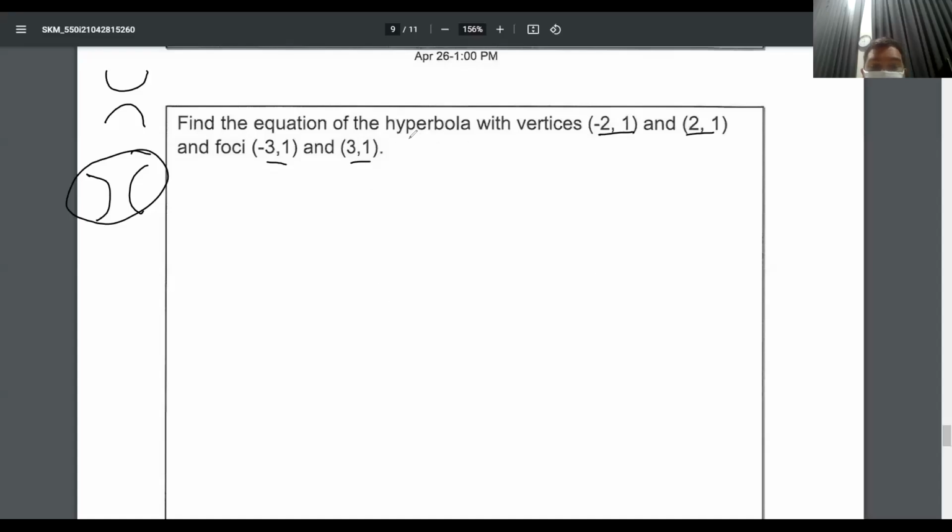So this is going to be a horizontal version because we can see the foci and the vertices are horizontal. Now the horizontal equation, just a reminder, is (x minus h) squared over a squared minus (y minus k) squared over b squared equals 1.